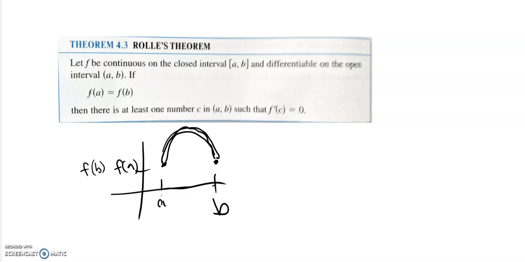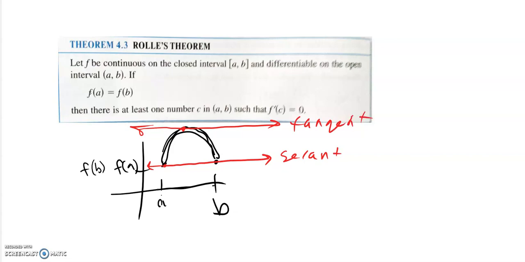Then there's at least one number c where the derivative is 0, meaning there's at least one point where there's a horizontal tangent. And the graph that I drew, it's going to be about right here, okay? Because the tangent line slope is 0, the secant line slope is also 0. So here's your secant line, and here's your tangent line. Right? So if f of a is equal to f of b, the secant line slope is 0, then there also has to be a tangent line whose slope is 0.